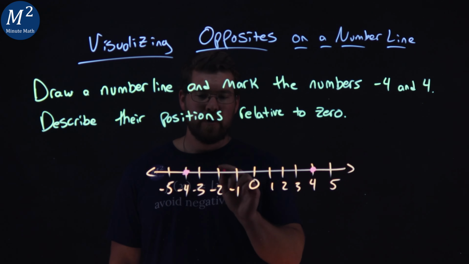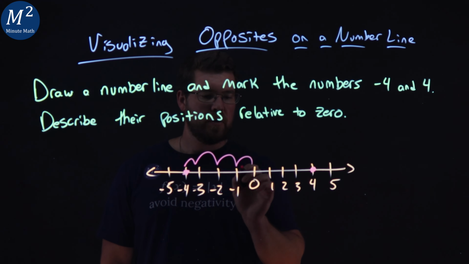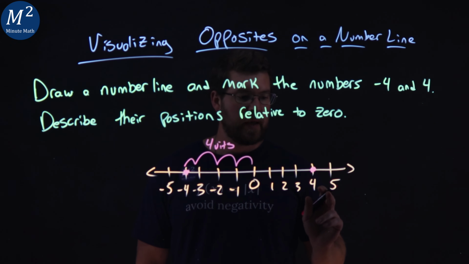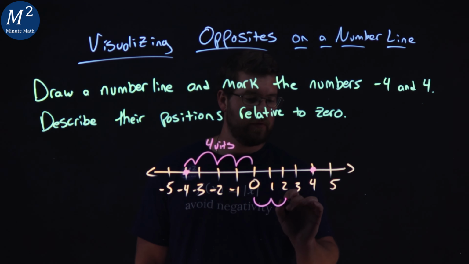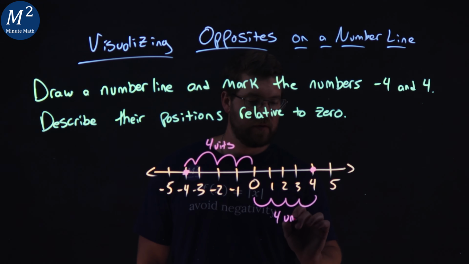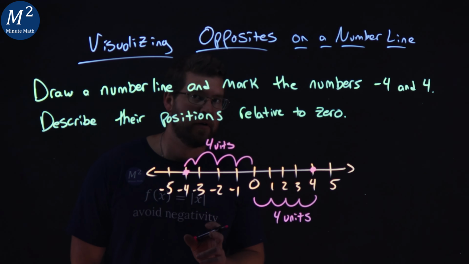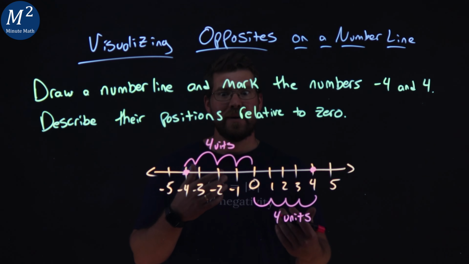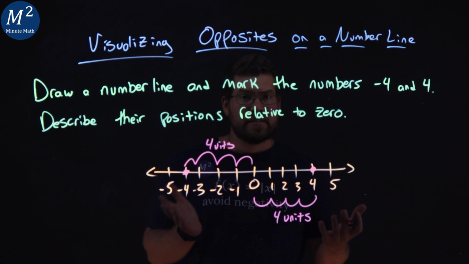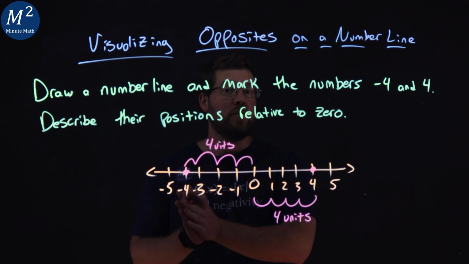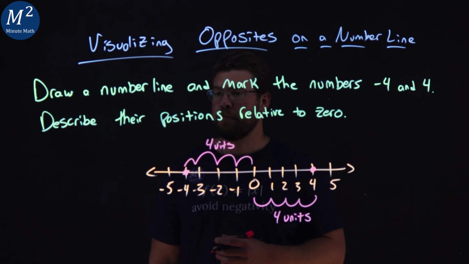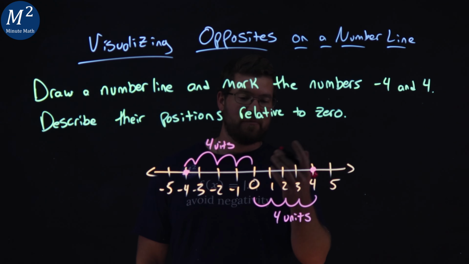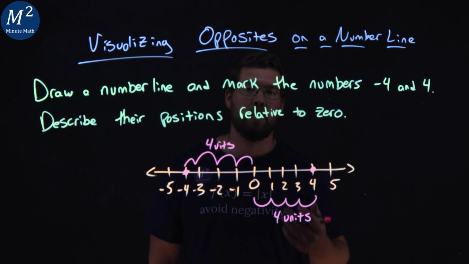Well, -4 is 4 units from 0. And +4 is 1, 2, 3, 4 units as well from 0. So -4 and +4 are both 4 units from 0. And that kind of shows that they're opposites of each other, right? They're both the same number of units from 0 if they're opposites. So we've found them on the number line, and we described the position relative to 0. They're both 4 units away.